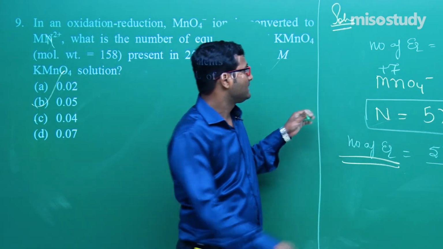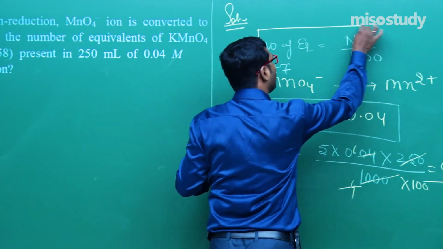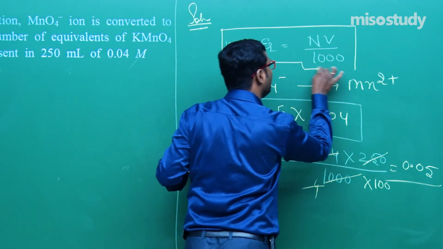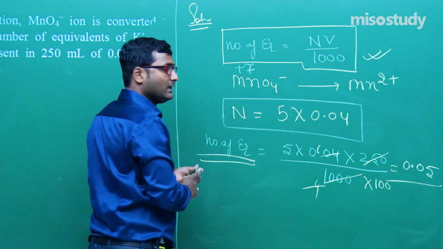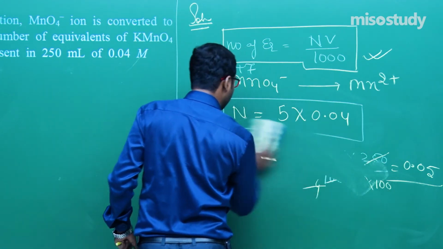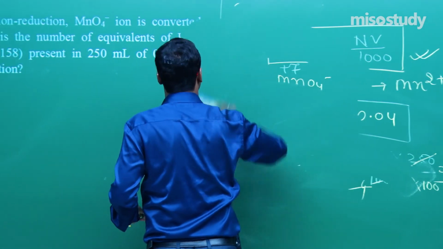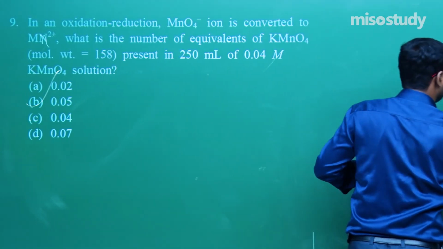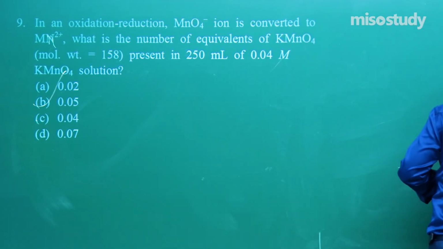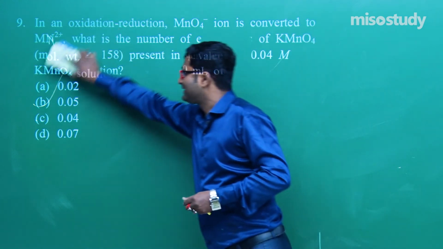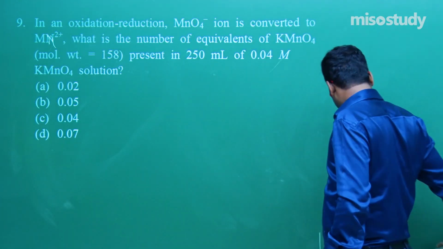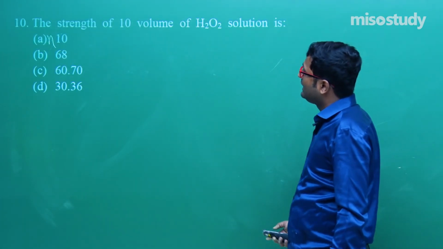This is the formula. Check it out. Number of equivalent equal to N into V upon 1000. Clear? I am going to rub this part and we'll discuss the next question. Wait for a moment. The next question, that is the last question of this segment. Check it out. The last question.